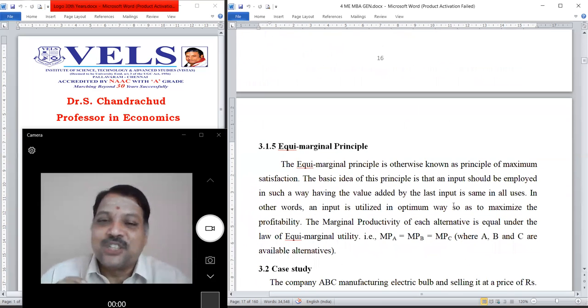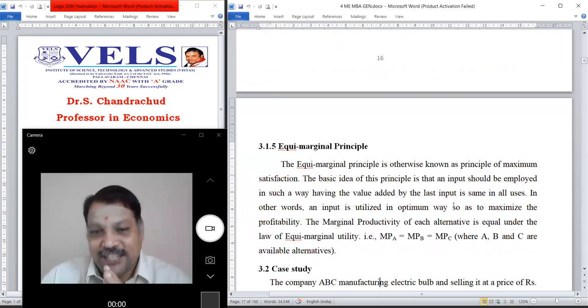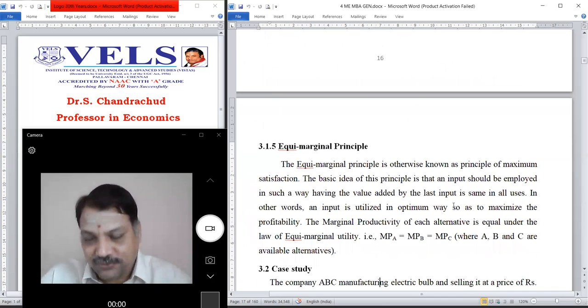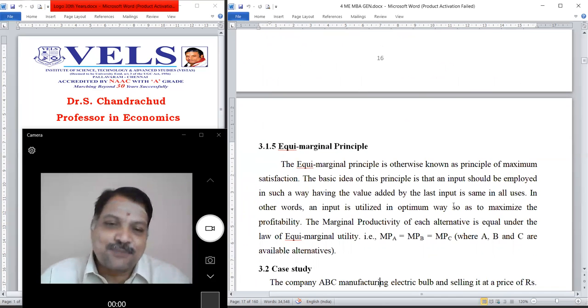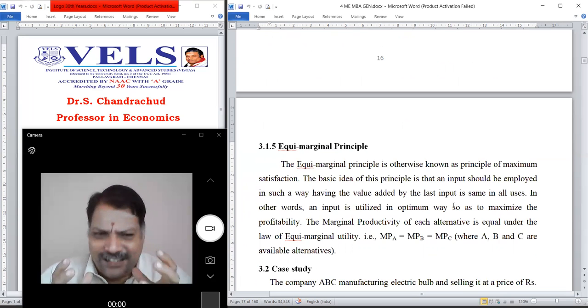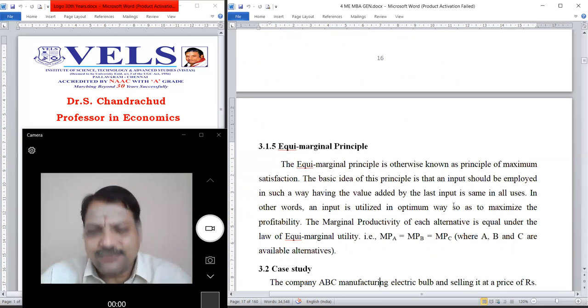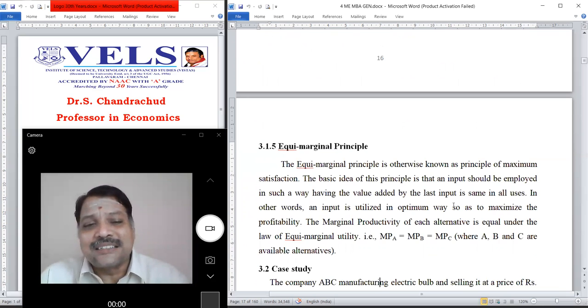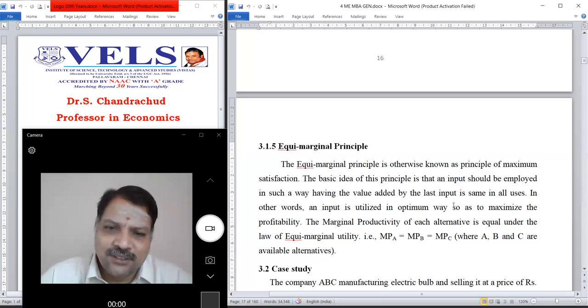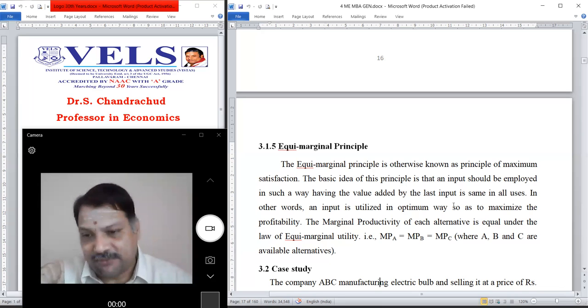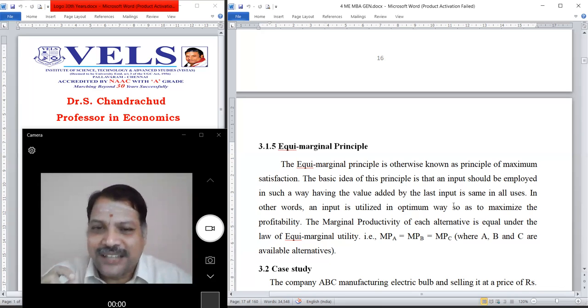The last one is the equimarginal principle. The equimarginal principle is otherwise known as the principle of maximum satisfaction. The basic idea of this principle is that an input should be employed in such a way that the value added by the last input is the same in all the uses. In simple words, an input is utilized in an optimum way so as to maximize profitability. That is why this principle gains its importance.